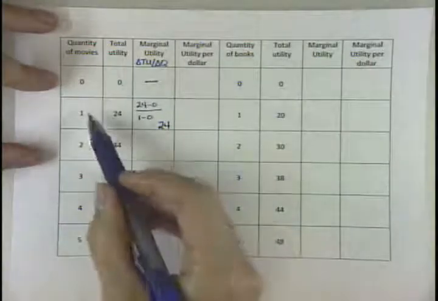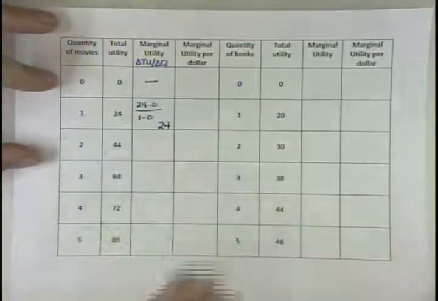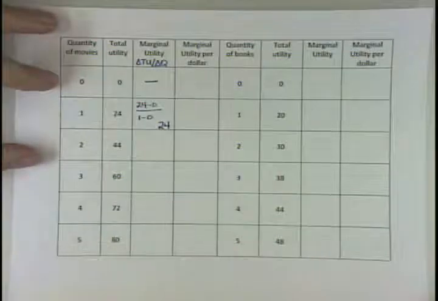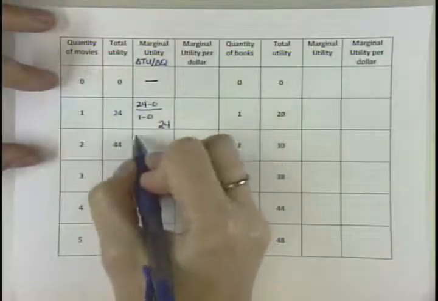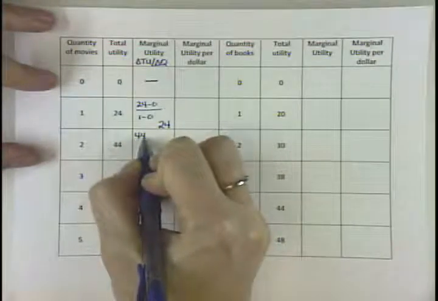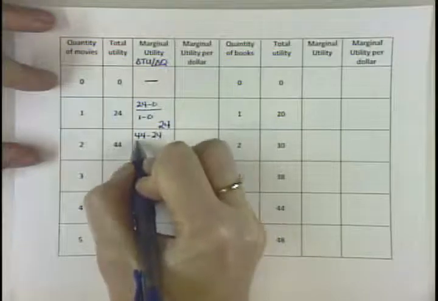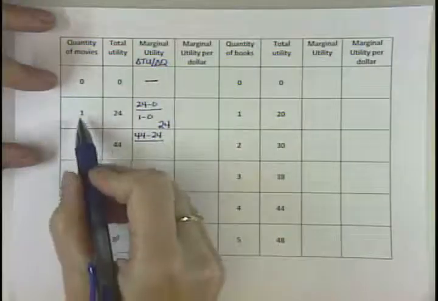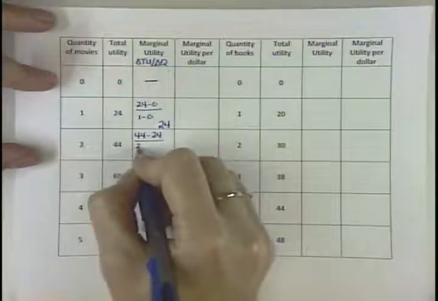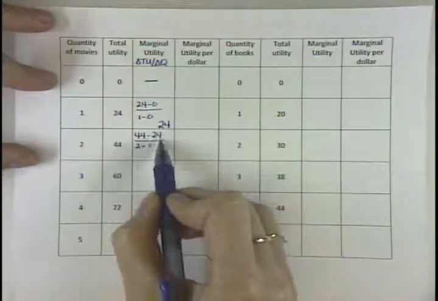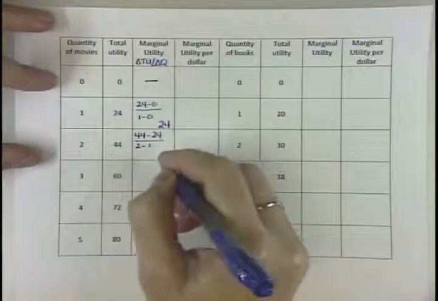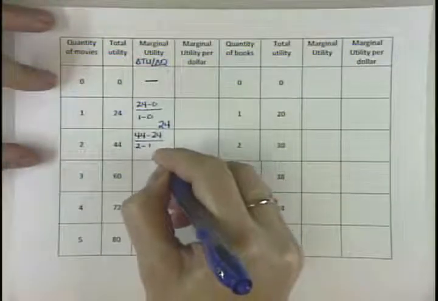When we're going to the second movie, what we're trying to figure out is how much additional satisfaction does just that second movie get me? So what we're going to do now is we're going to take the change in total utility. We're going to do 44 minus 24. We're going to divide that by the change in movies, which we're going in increments of 1, but 2 minus 1. So 44 minus 24 divided by 2 minus 1, that will be 20.